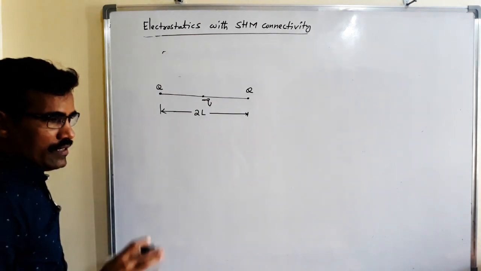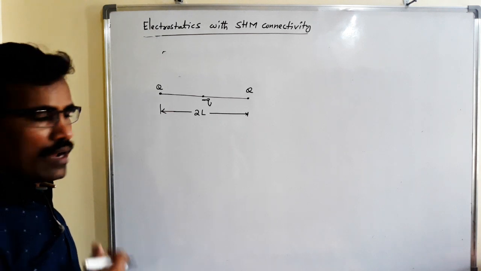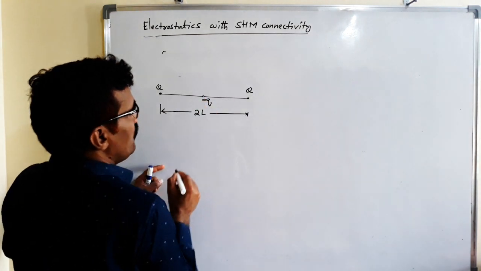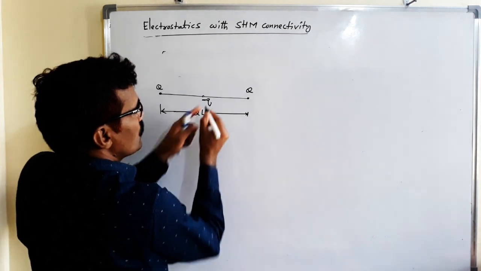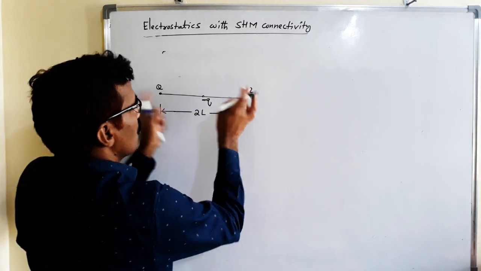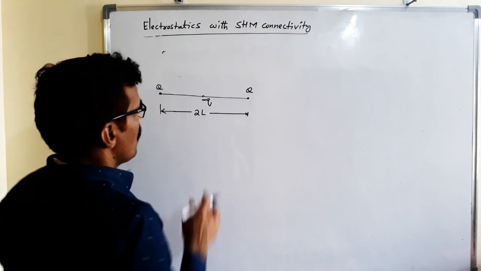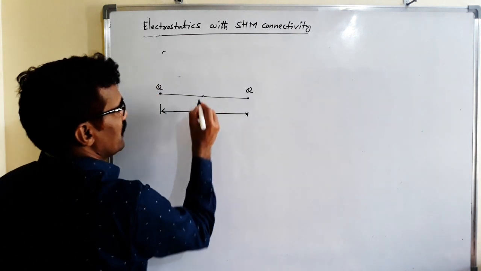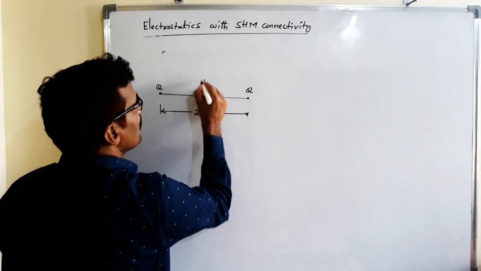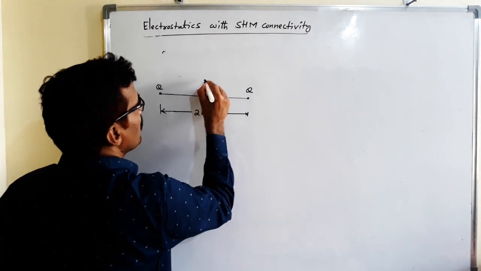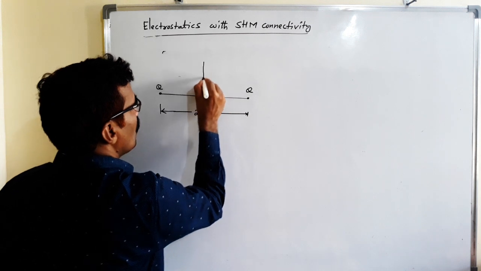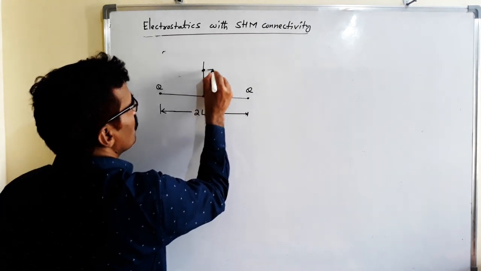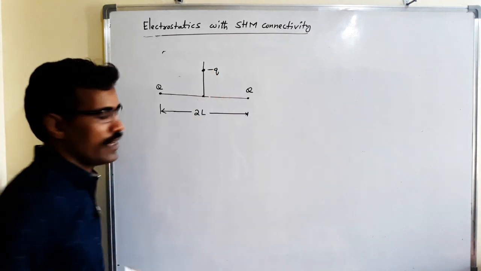What happened? Is it executing SHM or not? We have to check it. At the midpoint, the net force on minus Q due to these positive charges is 0. Now it is displaced slightly. It is the lateral displacement, displaced slightly perpendicular to the line joining them. Minus Q is displaced from here to here.